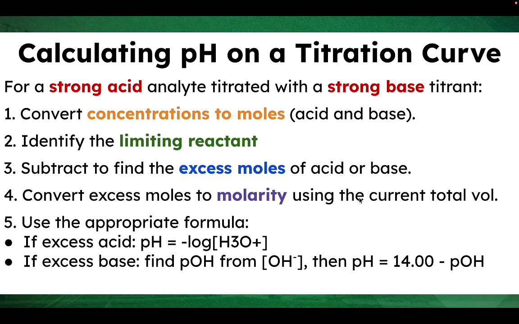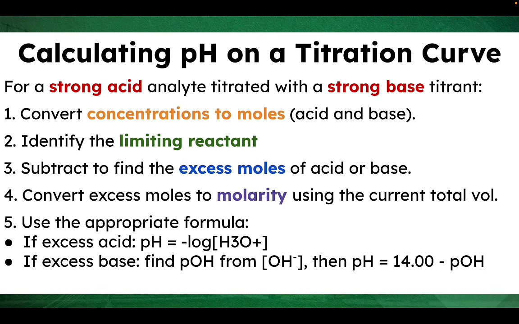Now, we can calculate the pH on a titration curve. First, we're going to start with strong acid and strong base. First step is to convert concentrations to moles. Then, you identify the limiting reactant. Then, subtract to find the excess moles of the acid or base. Convert the excess moles to molarity, and then you use the appropriate formula.